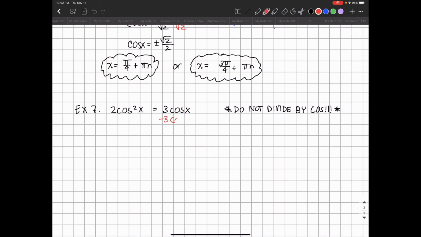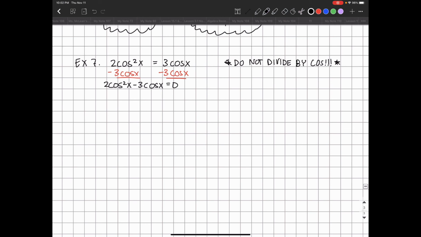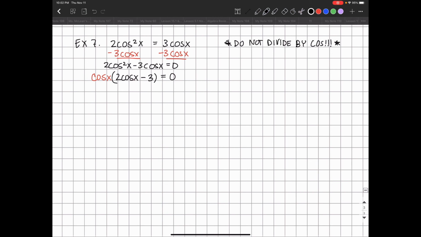So what I'm going to do is subtract 3 cosine of x on both sides instead. I'm going to end up with 2 cosine squared of x minus 3 cosine of x is equal to 0. I'm going to factor out what I can. So I know that I have a cosine of x in common here. I'm going to factor out cosine of x, and I'll have cosine of x times 2 cosine of x minus 3 is equal to 0.